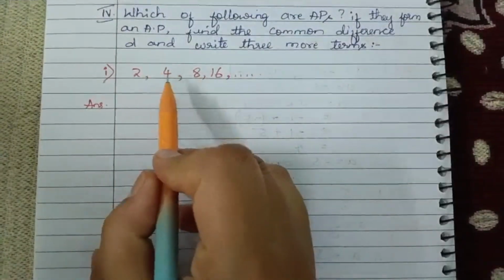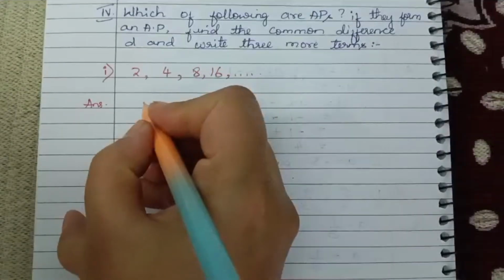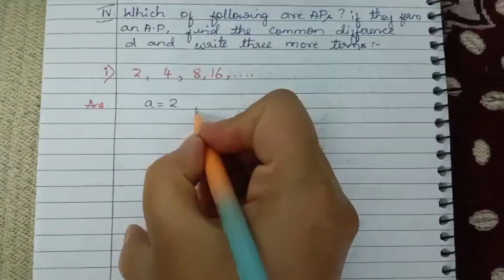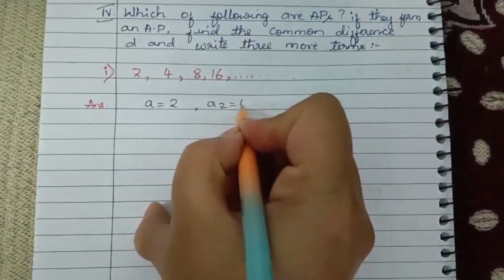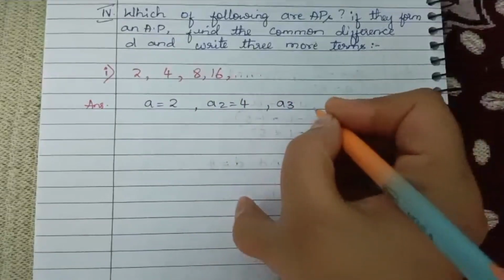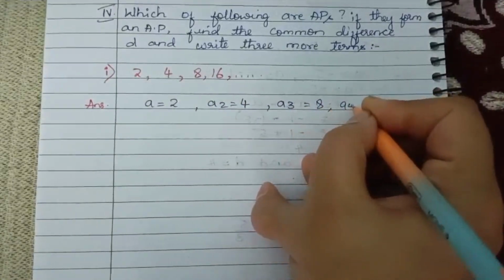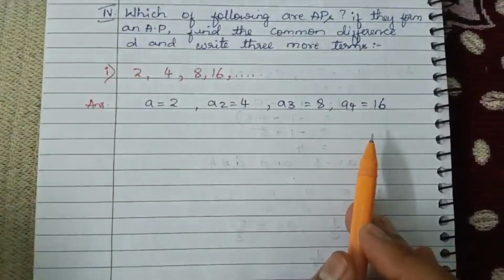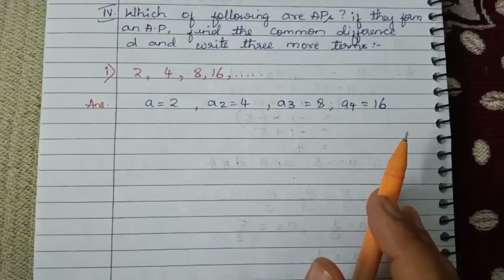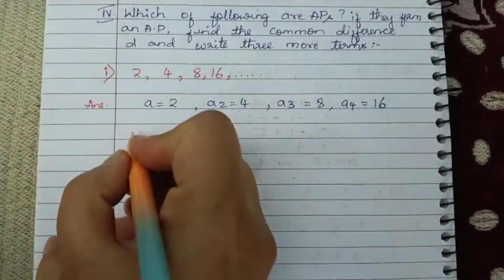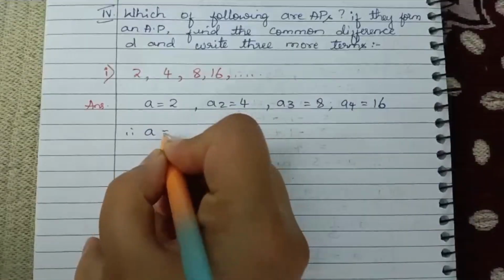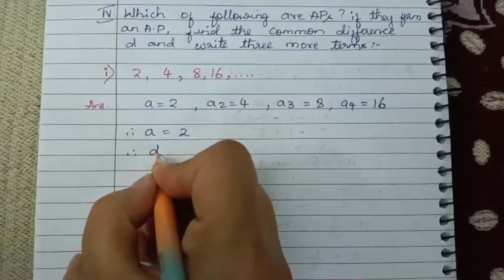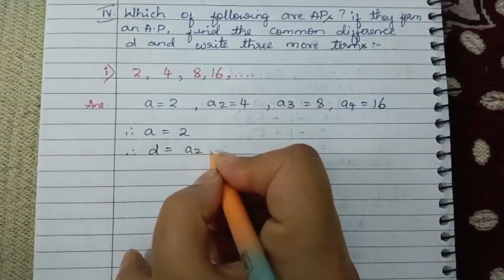Here they have given 2, 4, 8, 6, and this a value is 2. Obviously, I have explained this to you before. And a2 is 4, a3 is 8 and a4 is 16. Okay, they have already given you the four values. Now, therefore, the first term is 2. Okay. Now, the common difference, what is the formula of d? That is a2 minus a1.